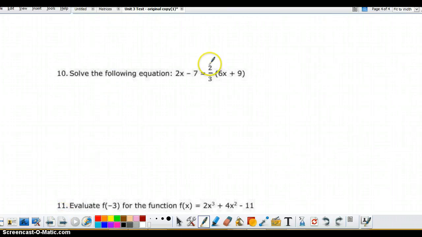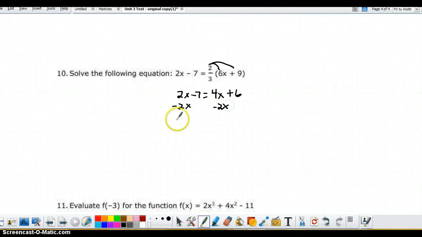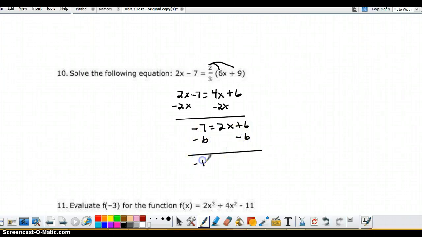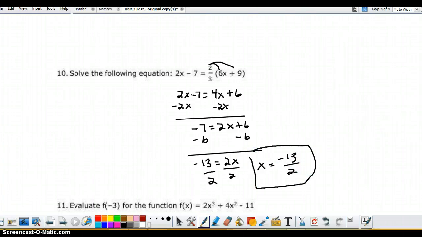That's all you had to do. Alright, 10. You guys should be able to do this. We multiply here. So 2x minus 7 equals 6 divided by 3 is 2 times 2 is 4. 9 divided by 3 is 3 times 2 is 6. So we subtract 2x from both sides. Gives me negative 7 equals 2x plus 6. Subtract 6 from both sides. Gives me negative 13 equals 2x. Divide by 2. And x is equal to negative 13 over 2. That was the right answer.